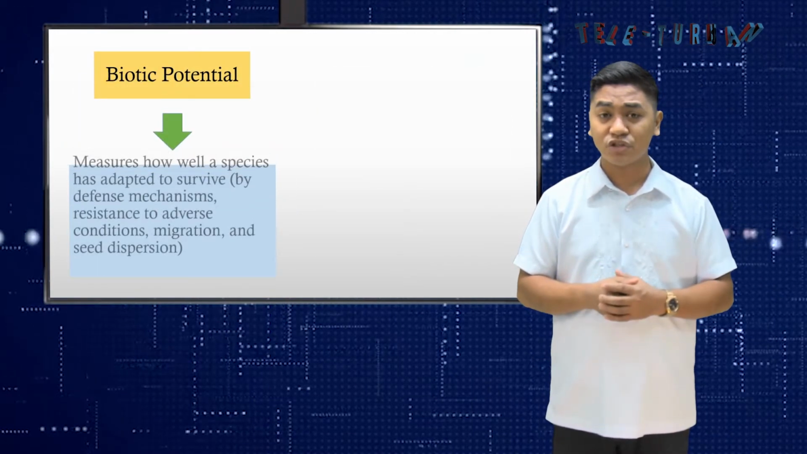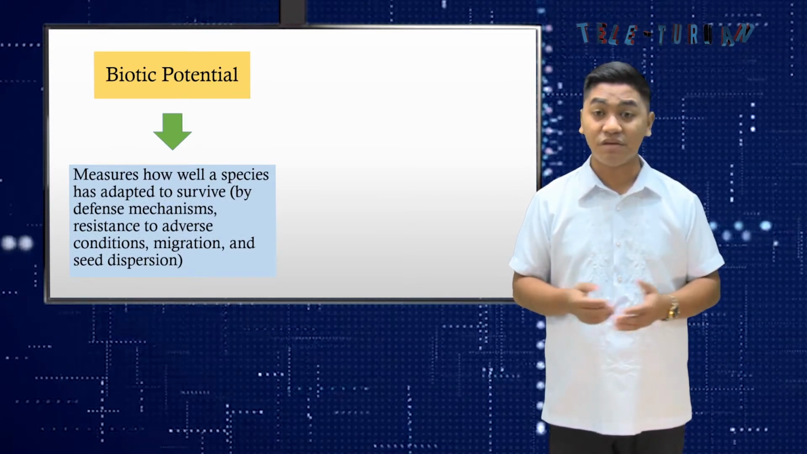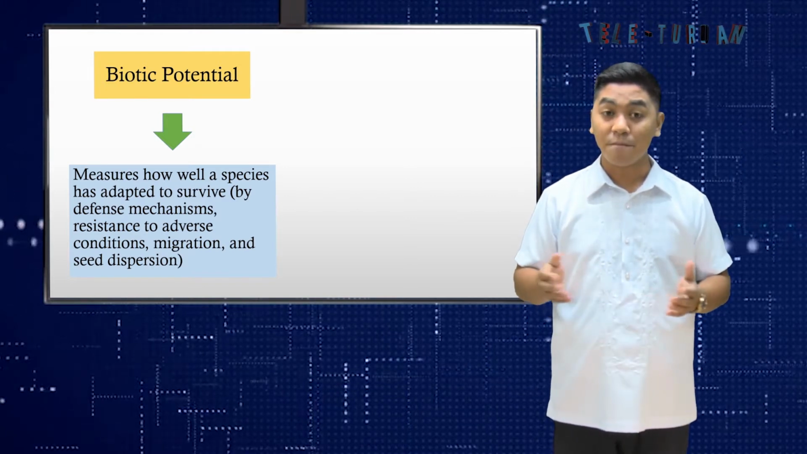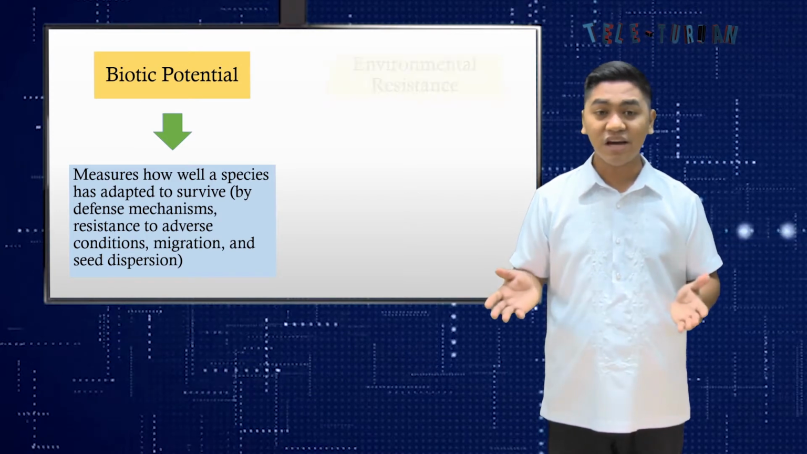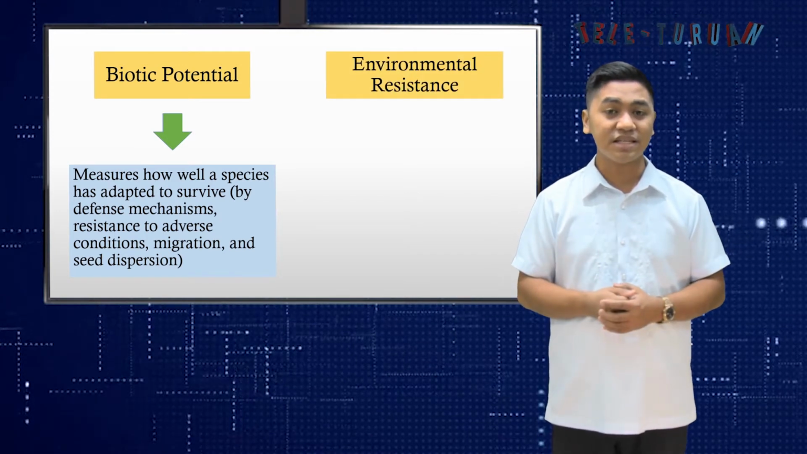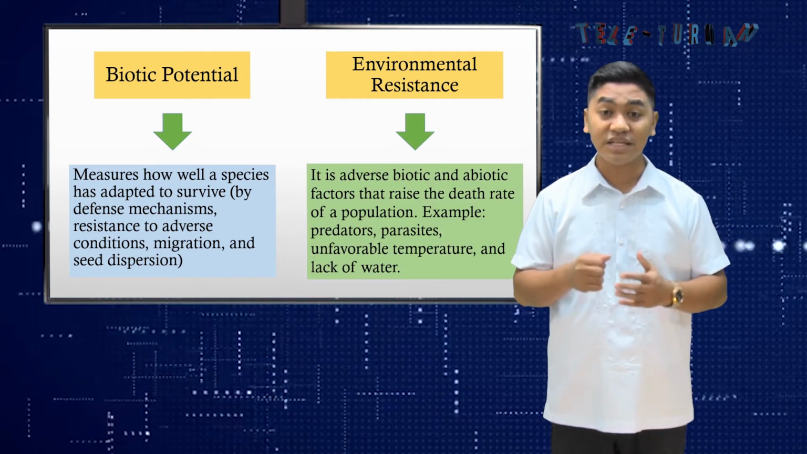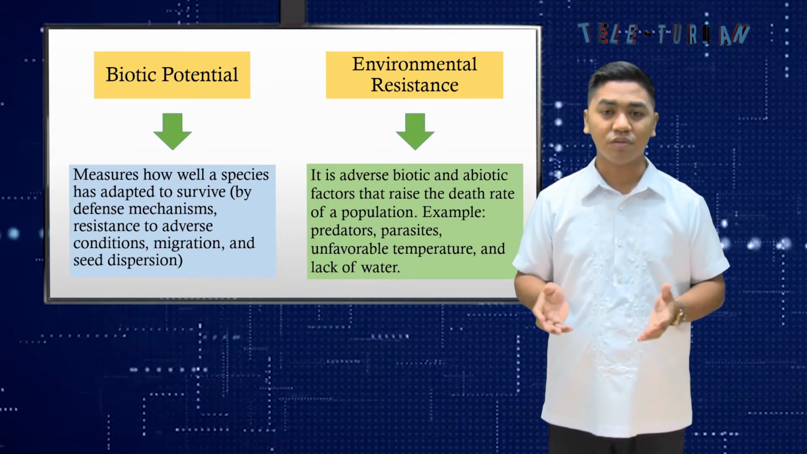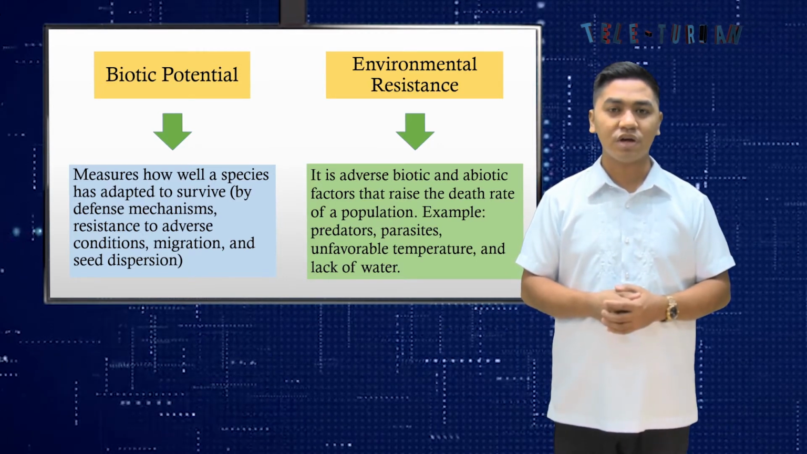Biotic potential measures how well a species has adapted to survive by defense mechanisms, resistance to adverse conditions, migration, and seed dispersion. While on the other hand, environmental resistance is adverse biotic and abiotic factors that raise the death of a population. Example, predators, parasites, unfavorable temperature, and lack of water.